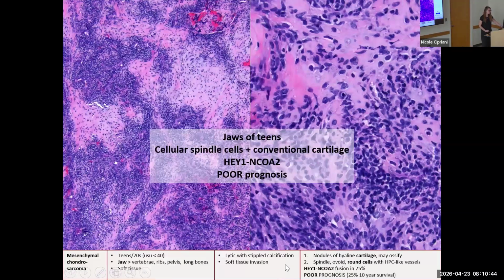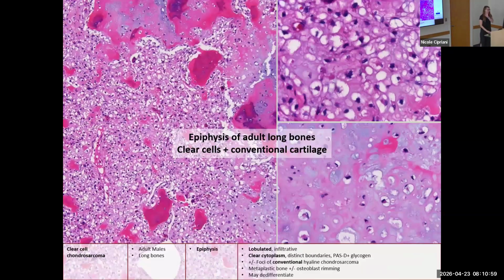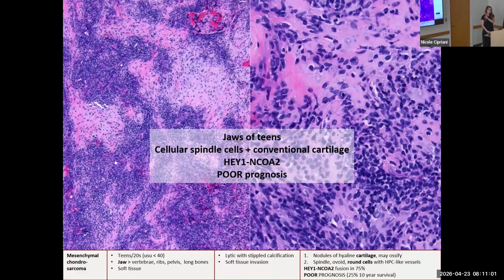These are pretty rare. Mesenchymal chondrosarc, similar in a way, in as much as it has mature islands of hyaline-ish cartilage or myxoid cartilage and interspersed areas not of clear cells, but of these immature primitive spindled mesenchymal cells, right? So cartilage and clear cells, cartilage and mesenchymal cells. Specific rearrangement here is HEY1-NCOA2, poor prognosis, generally in the gnathic bones, jaws of teenage patients, rather than adults.